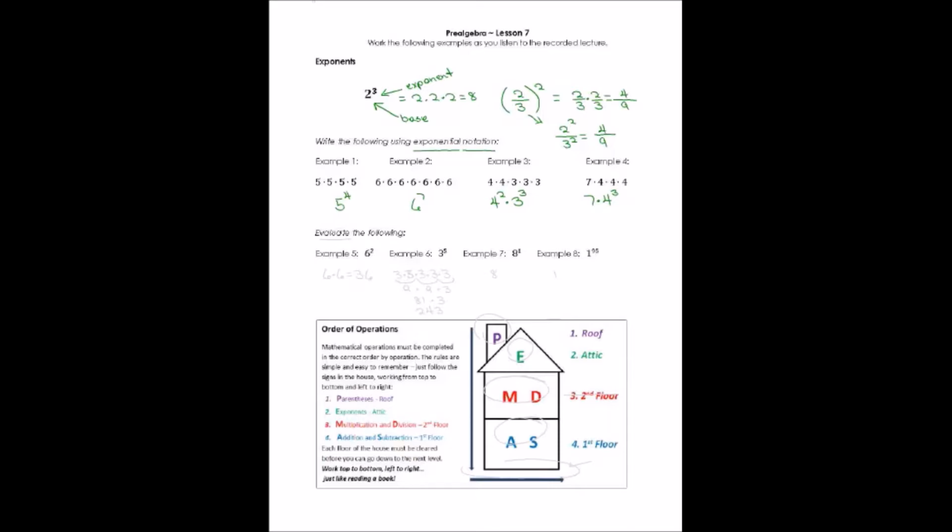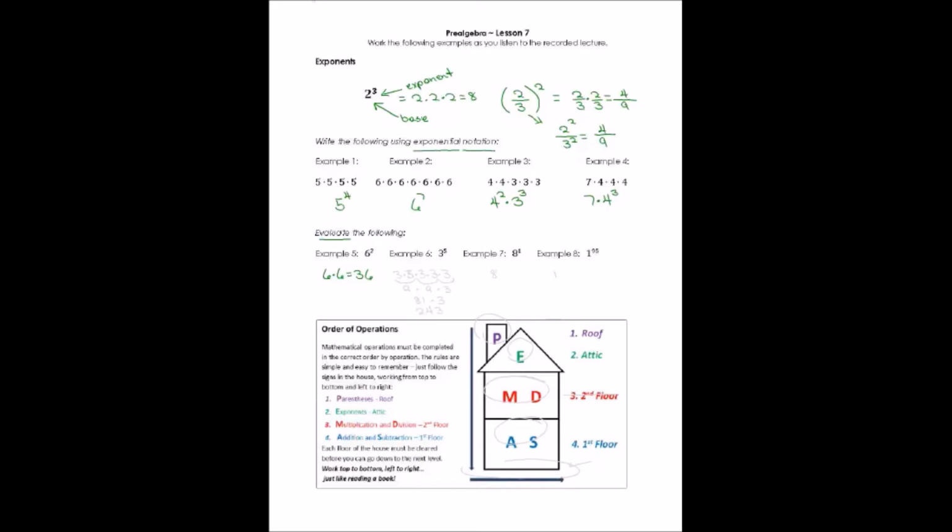Now let's take a look at evaluating some of the answers. When we evaluate the answer, they actually want us to find out what the answer will be when we multiply. So let's look at example 5, and what we have is 6 squared, which is 6 times 6. If we evaluate that, we're going to multiply the 2 together, and our answer is 36.